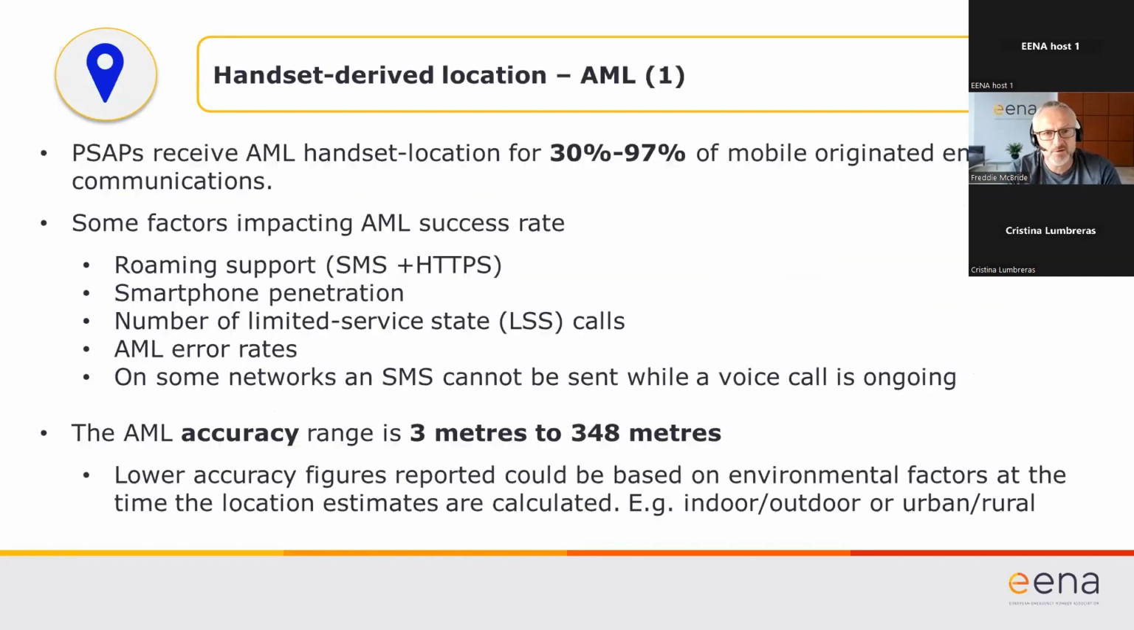Next slide, please, Benoit. So just moving to AML itself. What we've seen from the 17 responding organizations to question 5.1 is that handset location, or AML, is received for 30 to 97% of mobile originated emergency communications. Now, there are some factors that impact this AML success rate. So firstly, is roaming support implemented in the country? And if it is, you tend to have better success rate, of course.